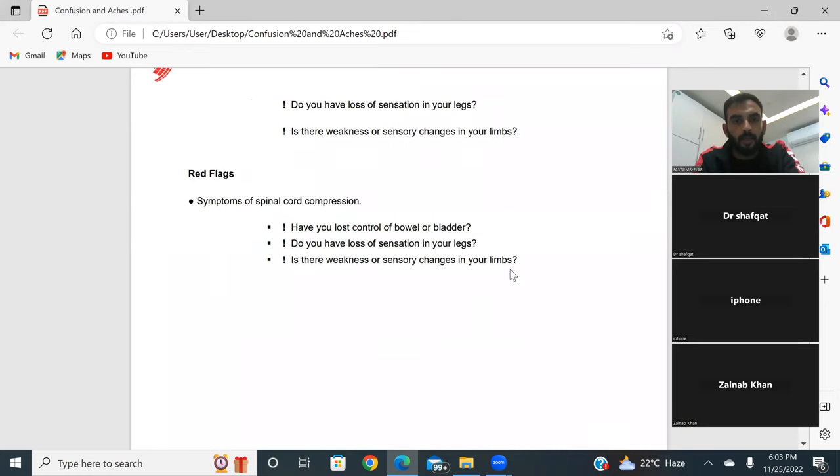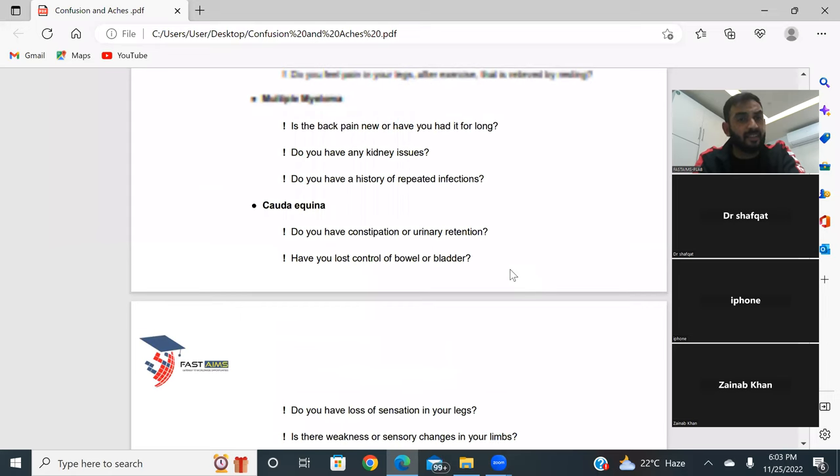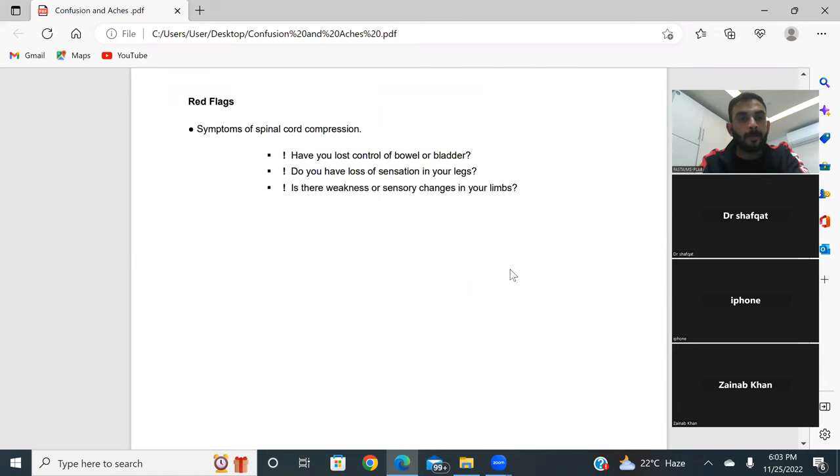So these are the red flags. You can say they point to cauda equina, or cord compression, whichever symptoms come to your mind. These are the red flags of that, so never forget about that.